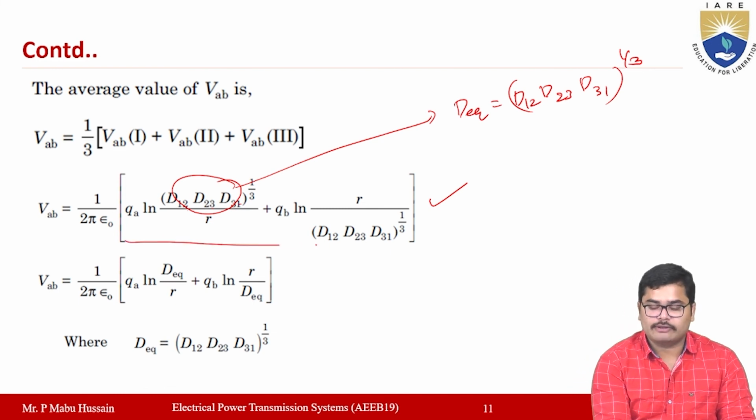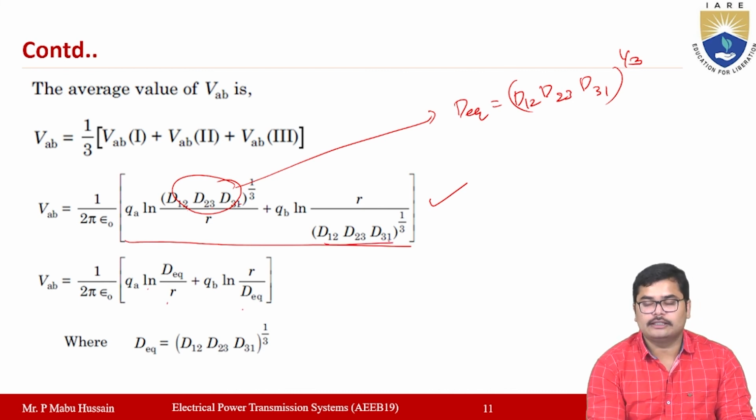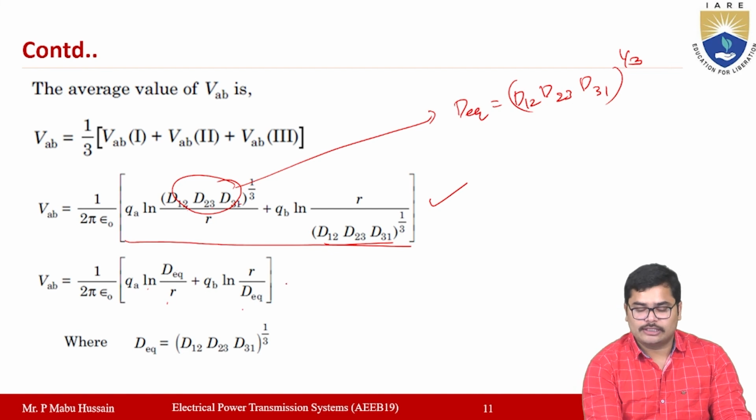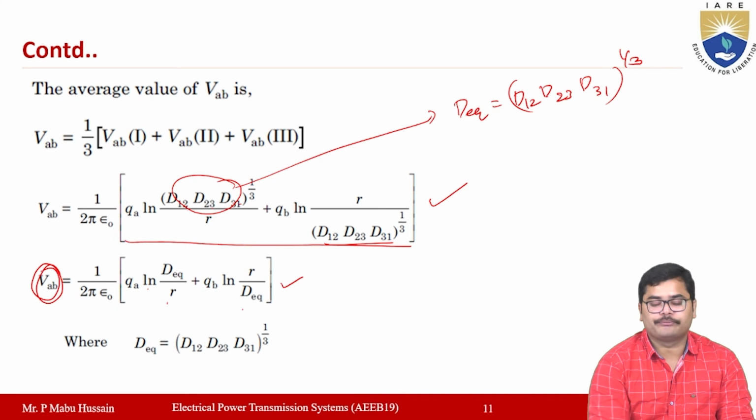So now this equation can be written as QA ln D equivalent by R plus QB ln R by D equivalent. In place of this, you can write D equivalent. So this you are getting here. Okay, this is the value of VAB.